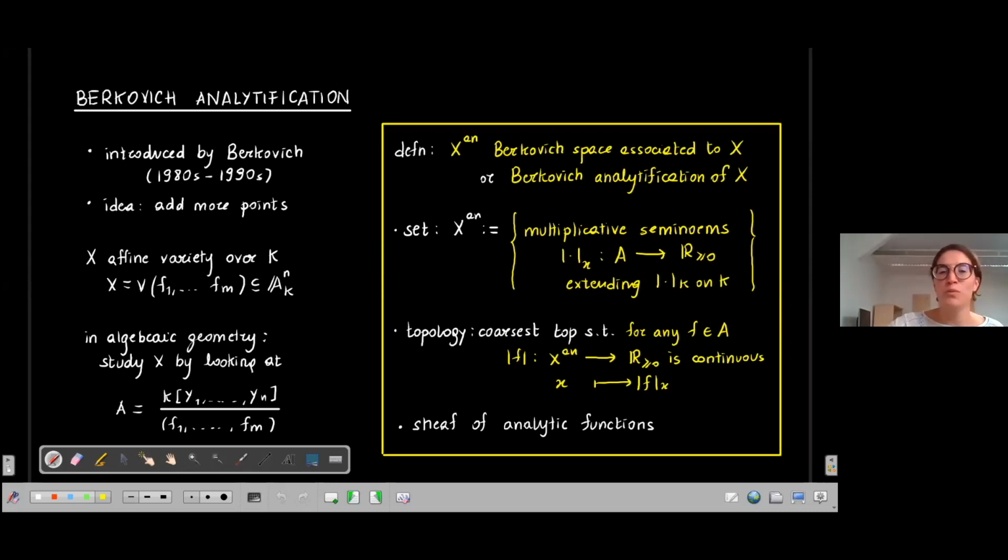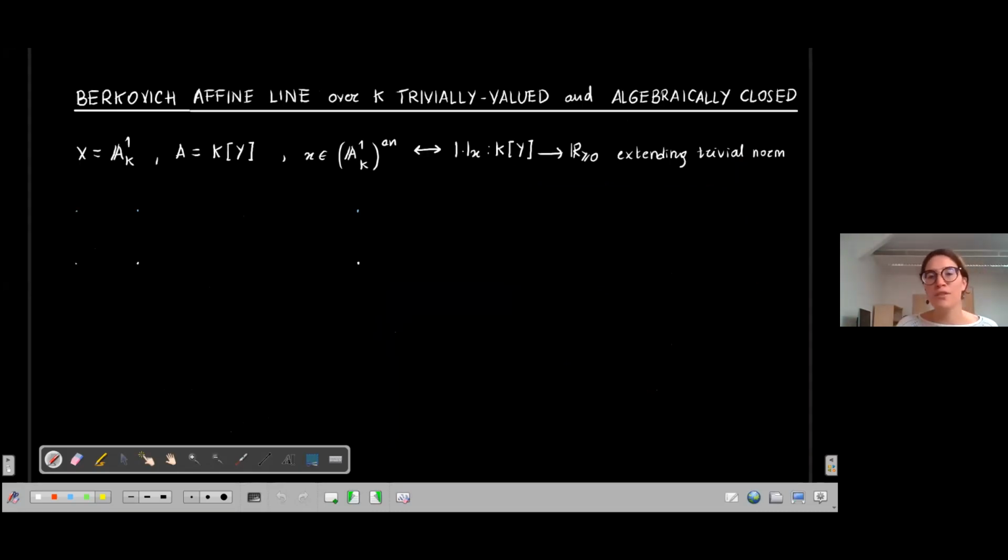So I will now try to construct together with you our first example of a Berkovich space. It will be the example of the Berkovich affine line. Okay, I see a question: can you embed points of X sending F to F of X? Yes, you can. That's exactly what we're going to start with, because that's exactly the idea. Let me construct it, and then I will come back and comment on the question. But the answer is yes.